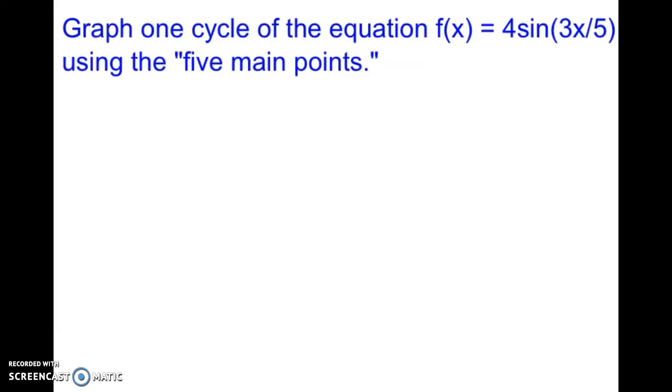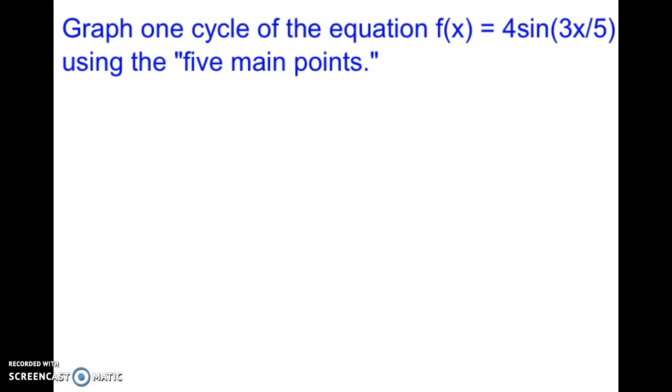Okay, today is day 2 of our graphing trig functions. And before we move on, I just want to review or recap what we did yesterday. Yesterday we talked about amplitude and period. So I want to go over what we did yesterday on the board and graph this problem that's up here.